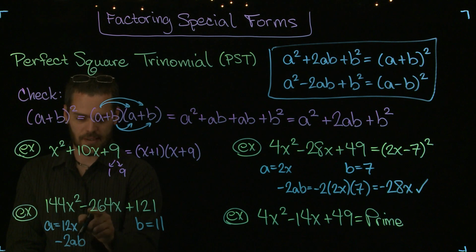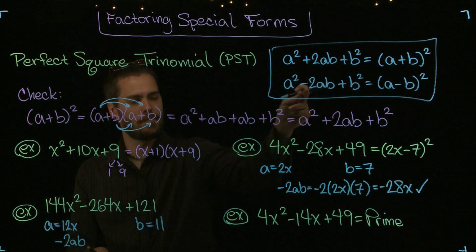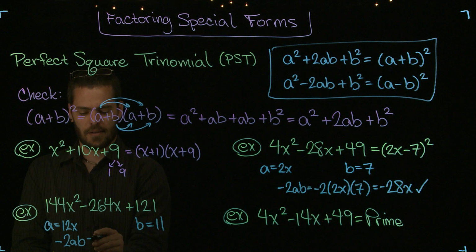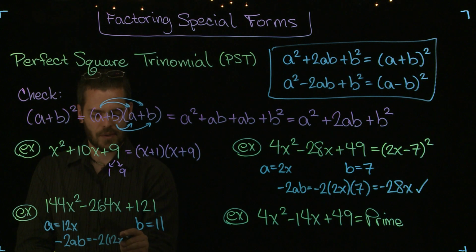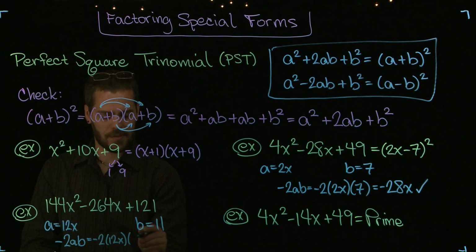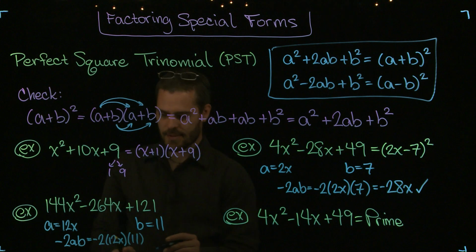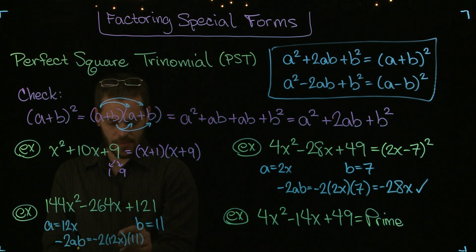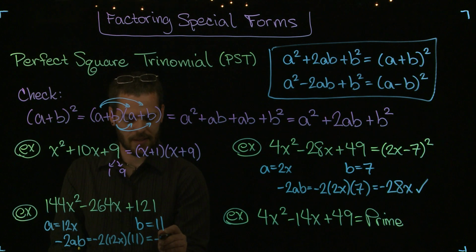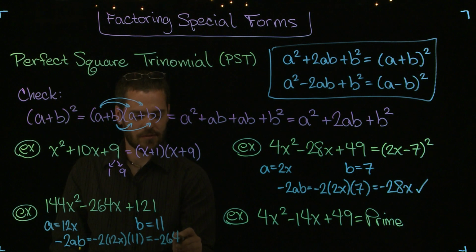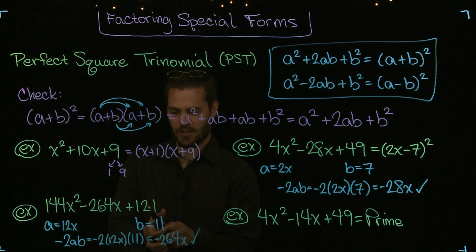And I'm using the minus sign because there's a minus here. And again, that 2 is ever present, comes from the formula. That would give me negative 2 times 12x times 11. And what do we get when we multiply this? Indeed, 2 times 12 times 11 comes out to 264. So this does come out to negative 264x. It checks out. It means that is a perfect square trinomial.